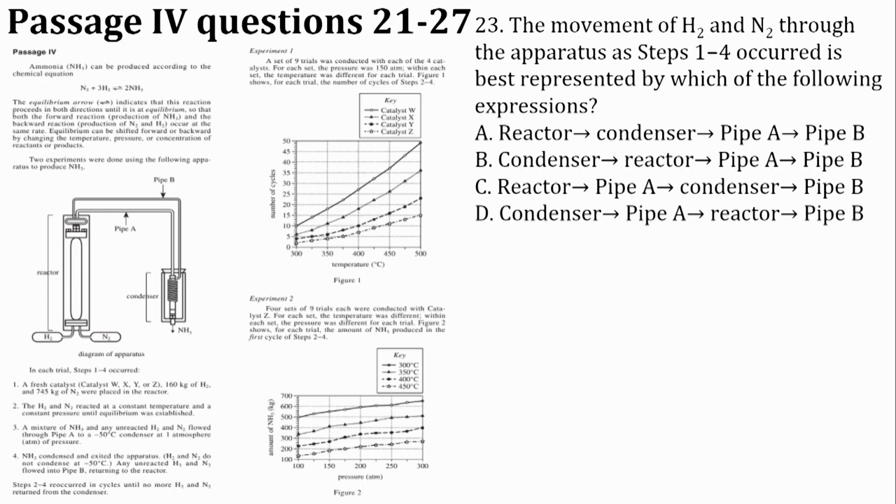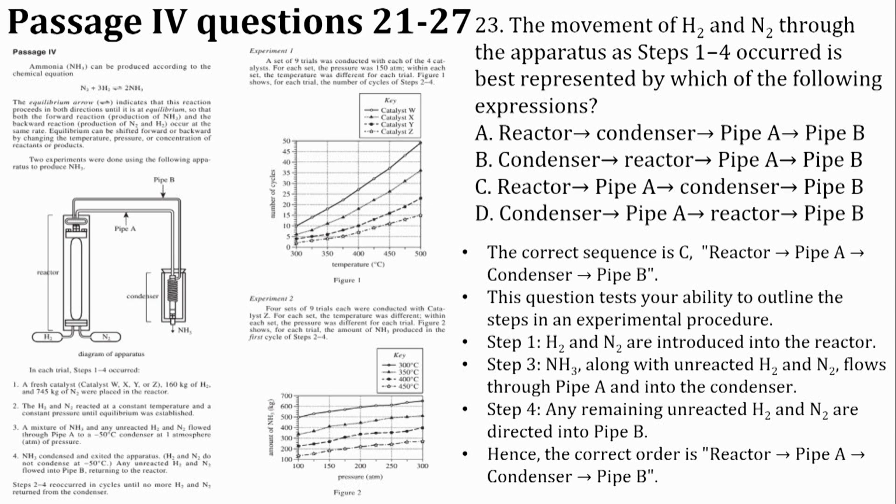23 says, the movement of H2 and N2 through the apparatus as steps 1 through 4 occurred is best represented by which of the following expressions? So what's going on here is that there are a couple of steps and we're having to put them in the order that they happened in. Okay, the correct answer here is C, reactor to pipe A to condenser to pipe B.